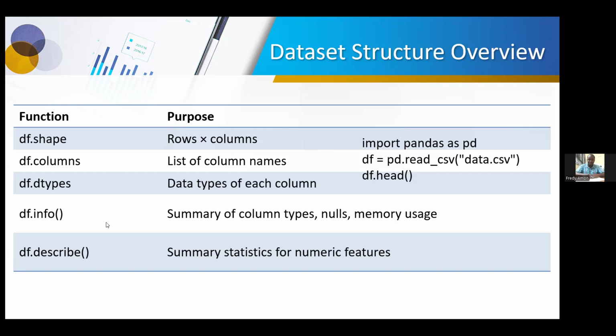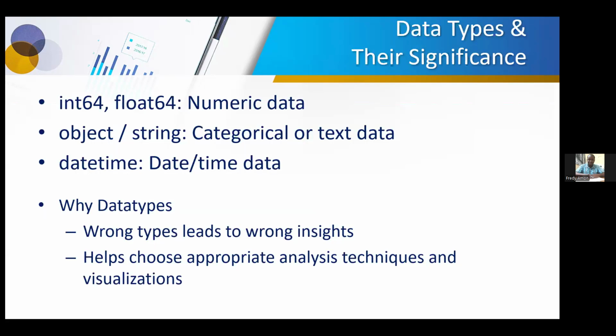We have another function, df.info, which gives you a summary of column types, nulls, and memory usage of the dataset. Another one is df.describe, which summarizes the statistics for numeric features. So all these give you the dataset structure overview. Remember, structure overview, not the entire dataset overview.